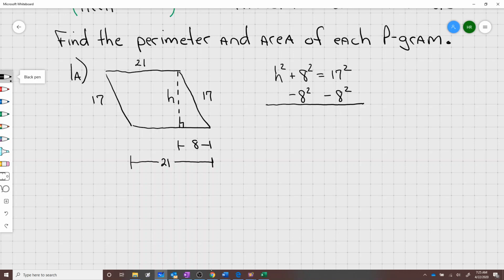So in your calculator, if you take 17 squared and you subtract 8 squared, let's do that again since I pushed too many buttons. We're going to take 17 squared minus 8 squared equals, and our h squared is going to be equal to 225. Now if we find the square root of both of these sides, then our h is going to be equal to 15.